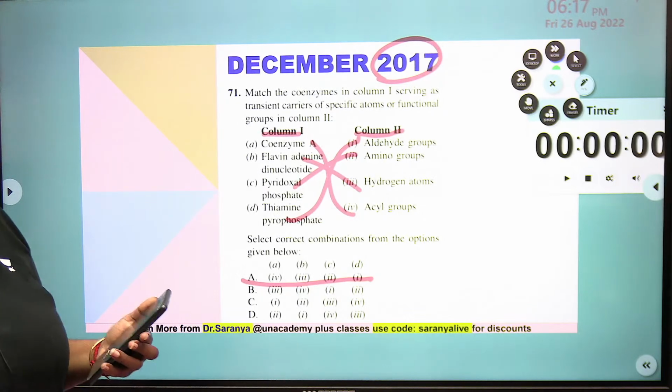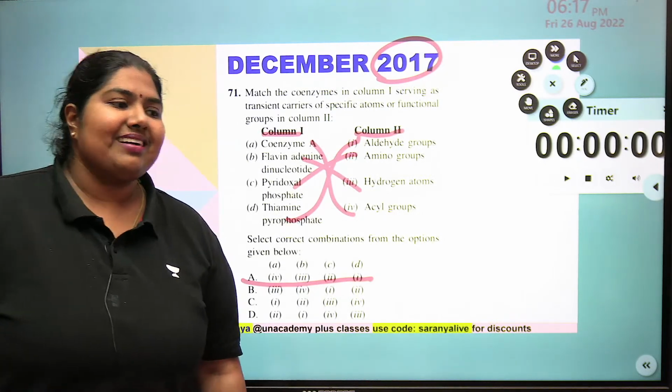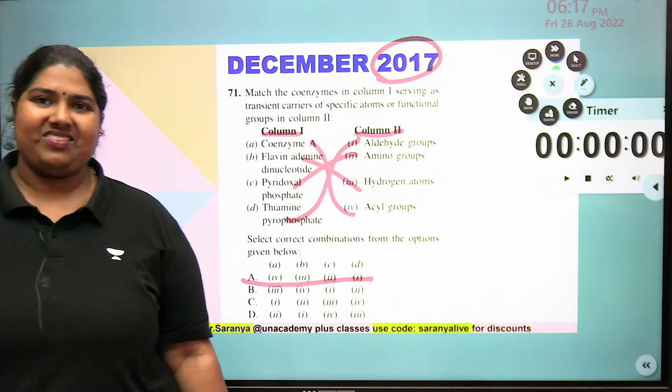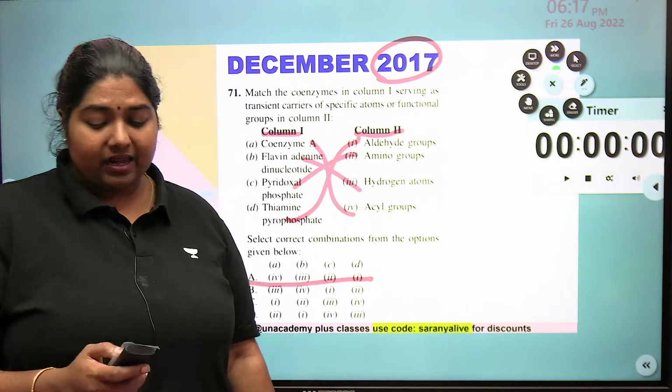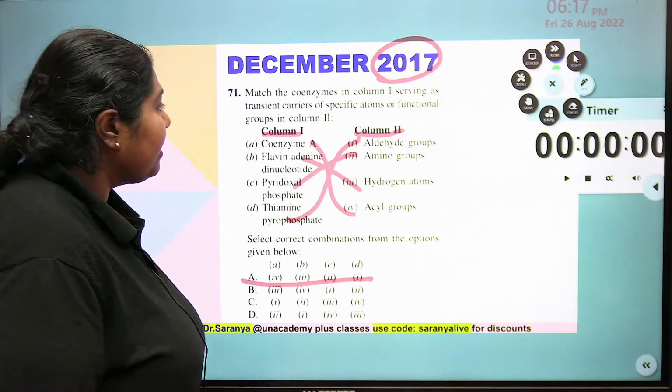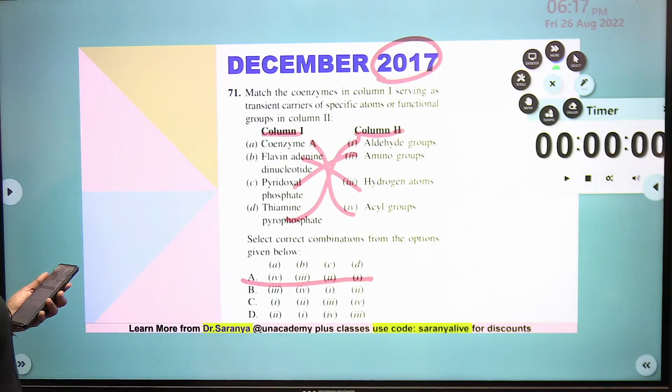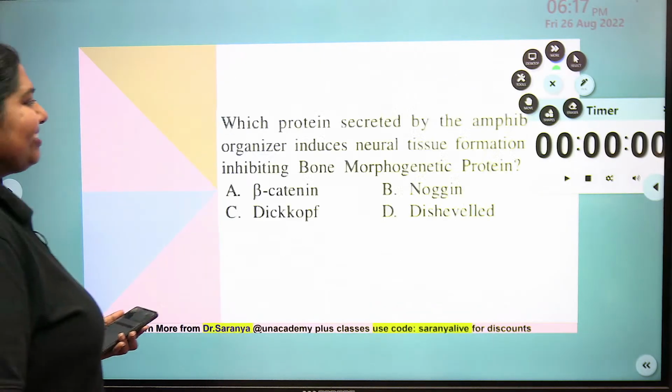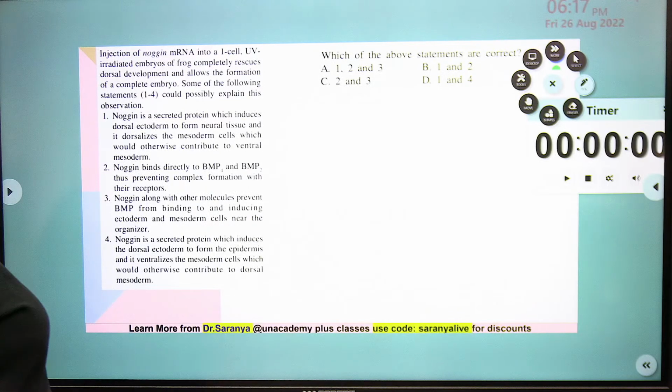So there are repeated questions. It doesn't mean that CSIR is asking from somewhere else. Seriously, repeated questions are there. So that is why there is always a need to look at the PYQs. Don't forget to revise the PYQs. PYQs are very, very important. Don't ever miss out on the PYQs.